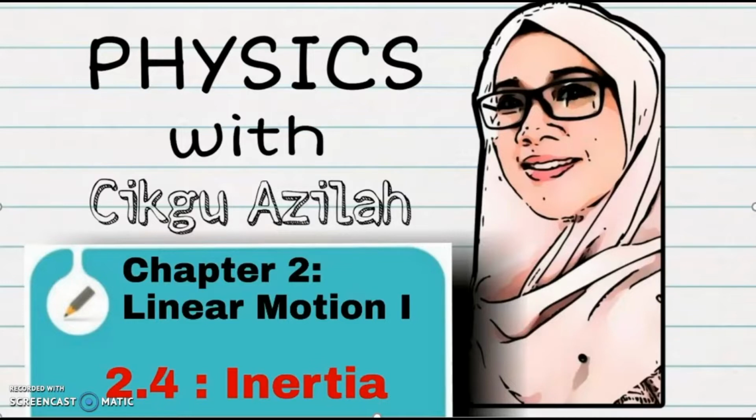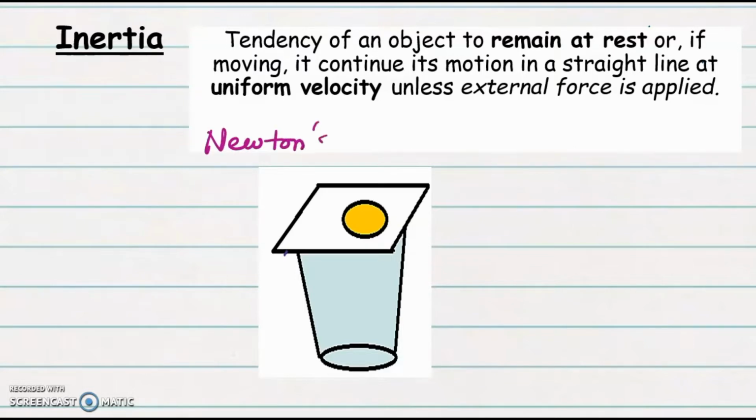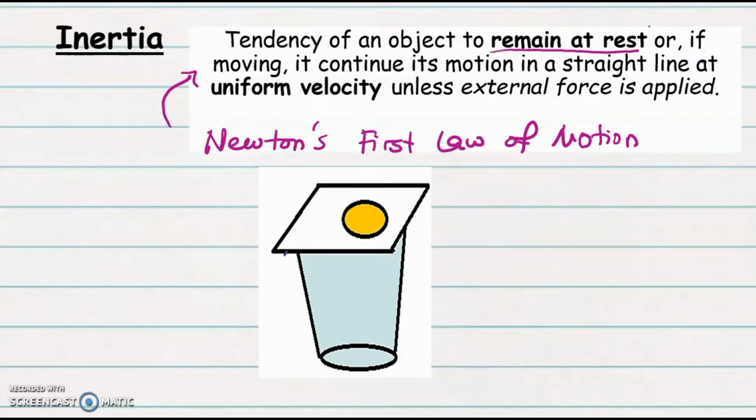So 2.4, inertia. First, the concept of inertia based on Newton's first law of motion. Newton's first law of motion states that the tendency of an object to remain at rest, or if moving, it continues its motion in a straight line at uniform velocity unless an external force is applied. So based on the law, inertia is actually the tendency to stay at its state of motion.